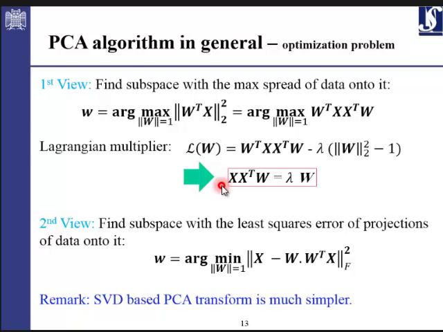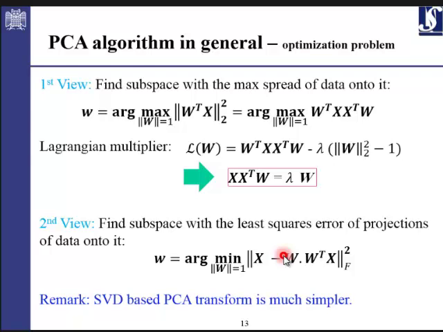The second view is the idea that we want a projection such that we find the subspace which gives the least square error of projection onto that space. So W transpose X is a projection, and what you're trying to do is minimize the distance between X and that projection of X. That's the meaning of the distance between X and the approximated version of X. That should be minimized, again based on this constraint. And this is the meaning of the distance projected on that hyperplane. So you can solve either this optimization problem or that one to get the W values.